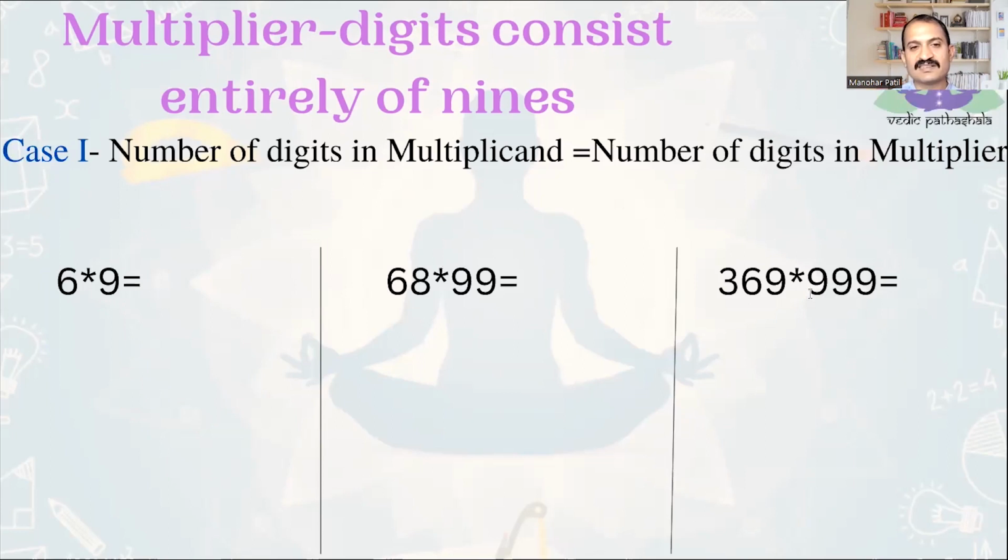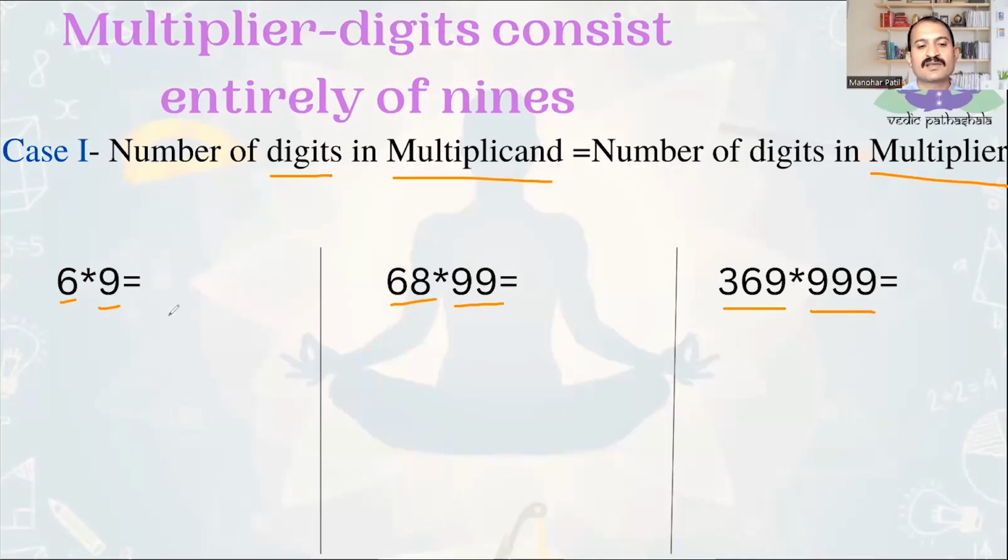The first case is if the number of digits in the multiplicand is equal to the number of digits in the multiplier. That means digits in multiplicand is 1, digits in multiplier is also 1; digits in multiplicand is 2, digits in multiplier is also 2; digits in multiplicand is 3, and digits in multiplier is 3. So this is the first case.